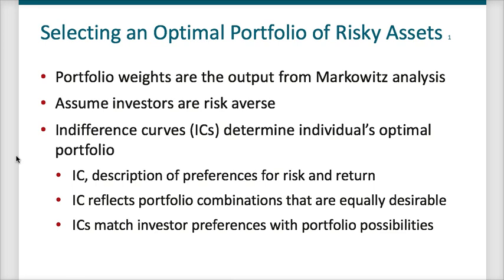So the indifference curves, the ICs, determine the individual's optimal portfolio. So we can create a set of these indifference curves. So the IC is going to describe the preferences for risk and return. It's going to reflect the portfolio combinations that are equally desirable, and it's going to match the investor's preferences with portfolio possibilities. So this is sort of an offshoot.